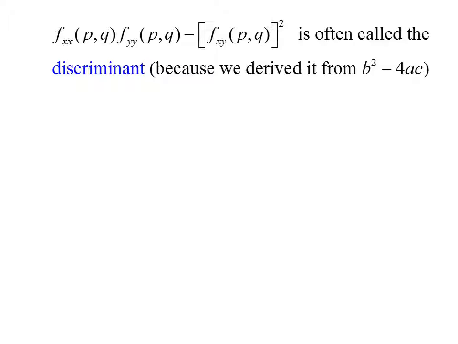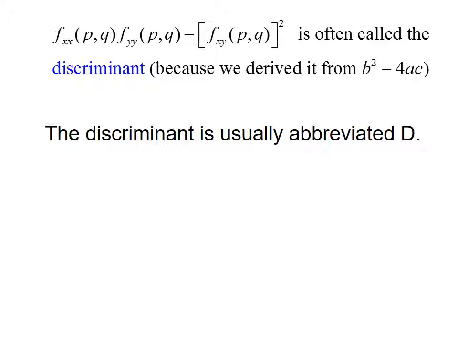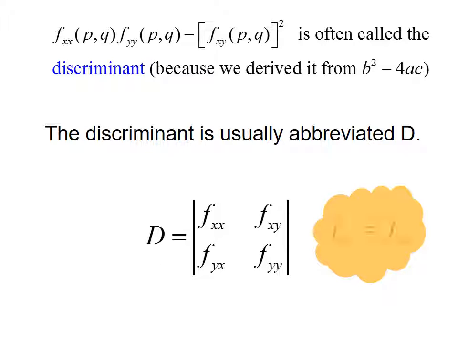So this relationship is called the discriminant. The discriminant is usually abbreviated capital D. An easy way of remembering this formula is that it's the value of the determinant formed by the second partial of x, the mixed partial, and the second partial of y.